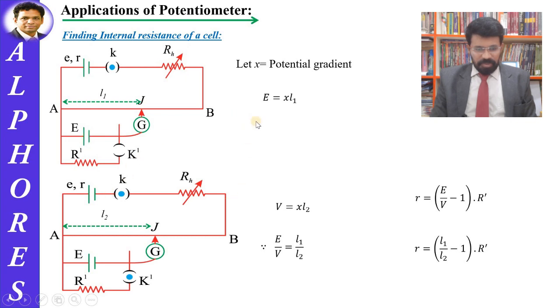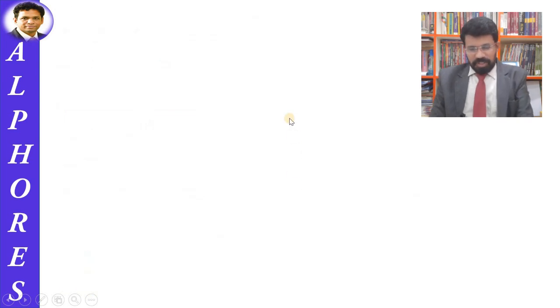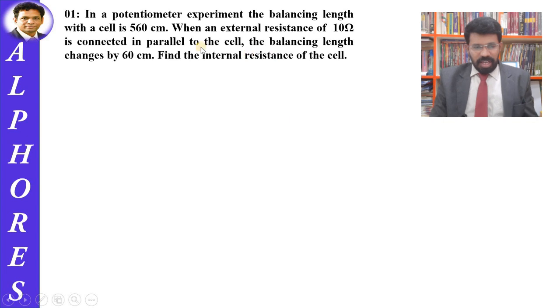Here, when compared to E, obviously the terminal potential difference will be a smaller value, isn't it? If this is small, L2 is going to be small, because in these two cases X is common, right? So in the question, the balancing length is obtained as 560, and if an external resistance is also connected in parallel to the cell, and then again we find the balancing length, that balancing length is going to be less than 560, isn't it?